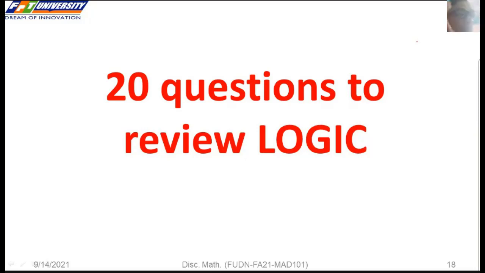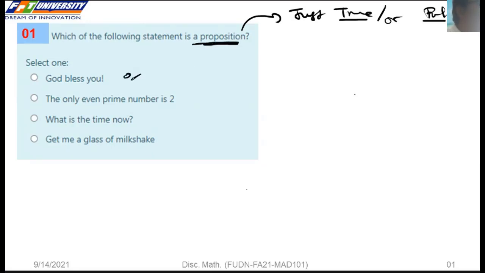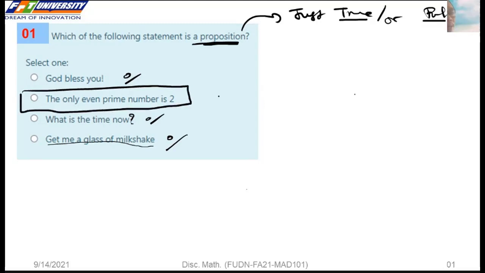And so now we have 20 questions to review the topic about logic. Which of the following statements is a proposition? Just true or false? So is this a proposition? No, not a proposition. What is the time now? That's a question, no. Get me a glass of... No. This is the proposition. B is the correct answer.